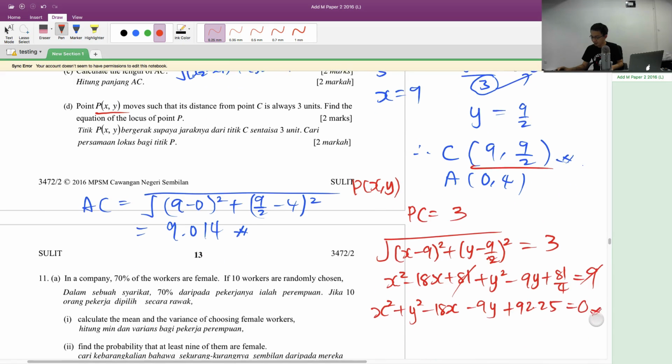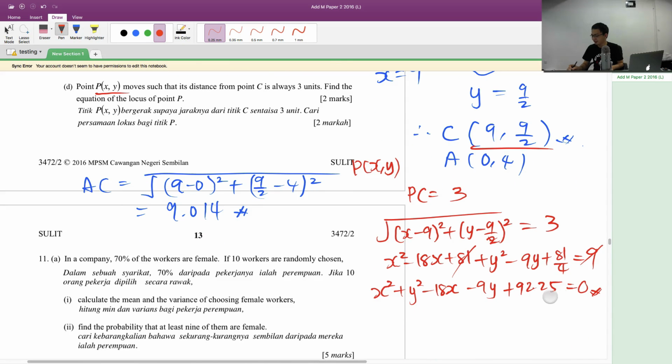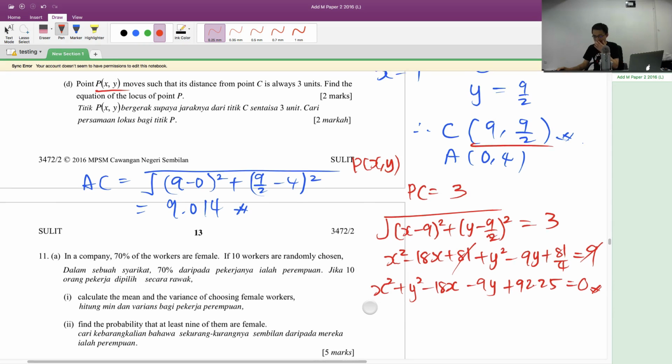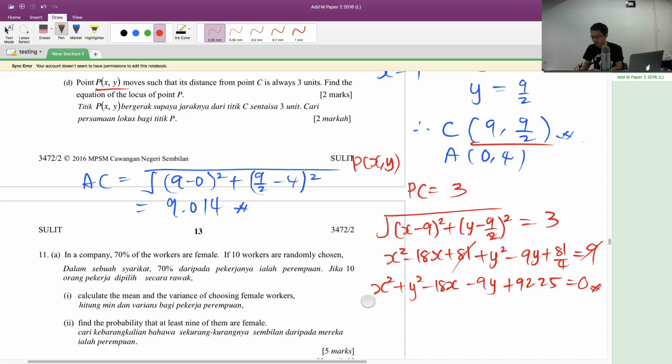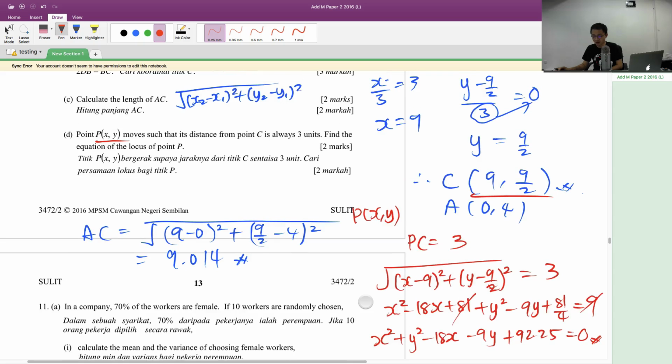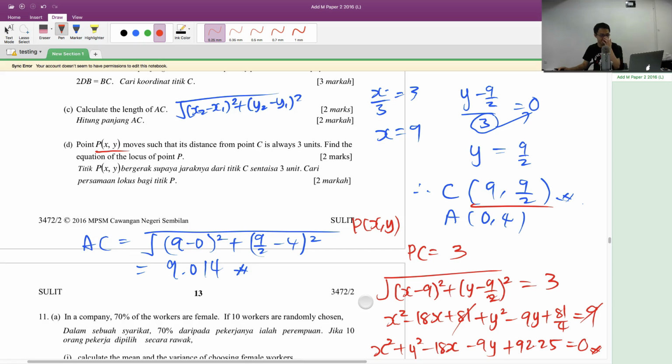Or if you do not like to have decimals, you can just multiply 4 for the whole equation. Then you should be able to get the same answer as the marking scheme, because the marking scheme actually multiplies 4 for every single one. But I don't think that is necessary.